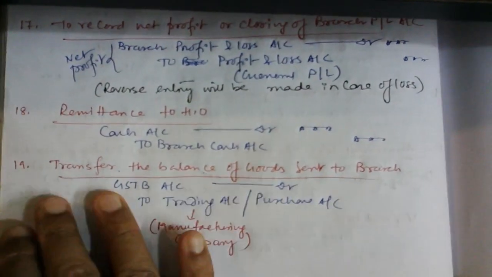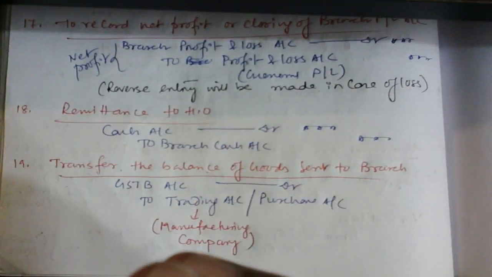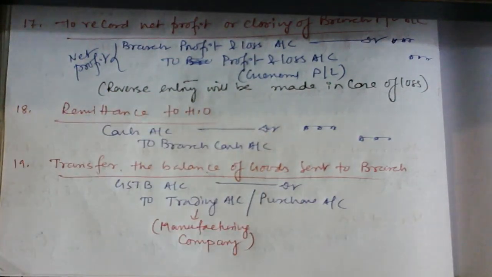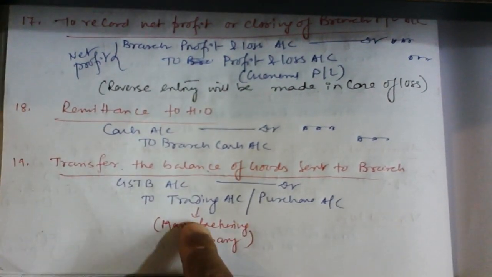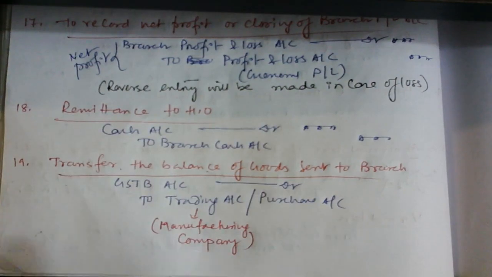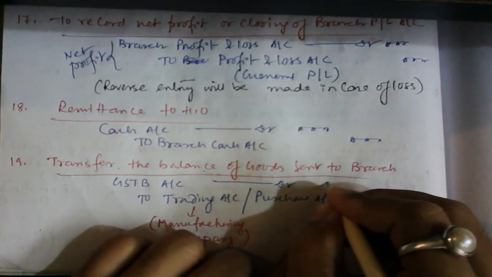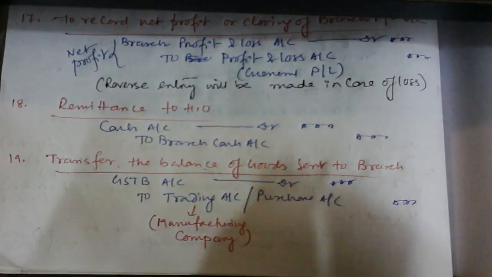Next, transfer the balance of goods sent to the branch. When there is a goods sent to the branch account remaining, means when you are closing out the goods sent to the branch account, generally it will be goods sent to branch account debit to trading or purchase. Trading account should be credited when there is a manufacturing company. Other than a manufacturing company, we are going to credit the purchase account. That is the total journal entry as a whole, and we have completed this part. Okay, that is what we have done.